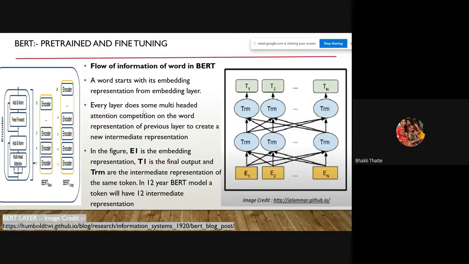Every layer does some multi-headed attention computation on the word representation of the previous layer to create a new intermediate representation. If you see here, they are communicating with each and every token. And in this figure, E1 is the starting point, T1 is the final token, and TRM are the intermediate representation tokens. If the BERT model is a 12 layer model, then this intermediate representation happens 12 times. When it is a 24 layer model, then it happens 24 times.